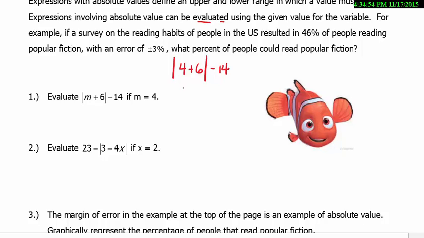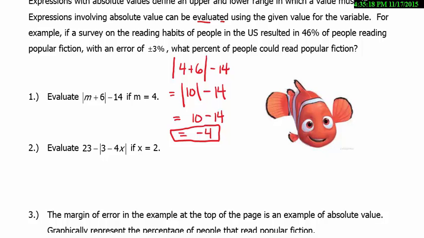So the grouping symbol, just like parentheses, let's take care of what's inside of the parentheses first. Absolute value of 10, and then we have minus 14. Absolute value of a number is really the distance that that number is from 0. So the distance that 10 is from 0 is 10. So we have 10 minus 14, and 10 minus 14 is negative 4. And so the solution to number 1 is negative 4.